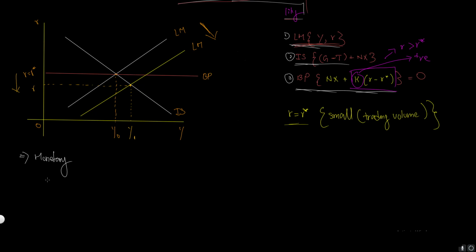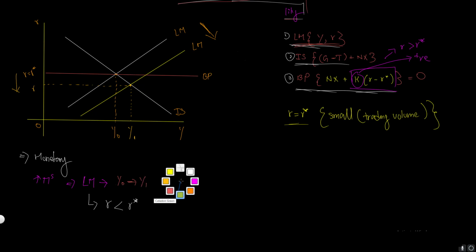When, let's say, the money supply increases, that will cause our LM curve to shift towards the right, and that is going to cause our domestic interest rate to decrease. So the domestic interest rate would be less than the international interest rate, and when the LM curve shifts towards the right, we know that our income would go from Y0 to Y1.